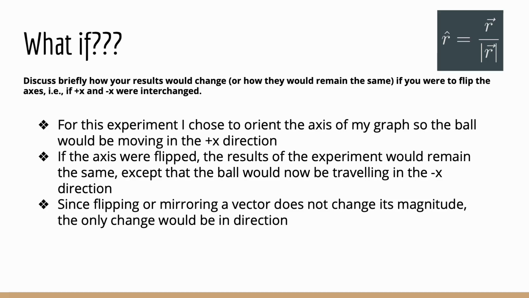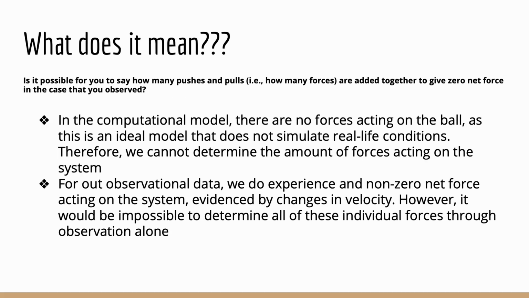Since flipping or mirroring a vector does not change its magnitude, the only change in this scenario would be in the direction, which you can see by this graph of the unit vector formula, which is the vector divided by its magnitude. Our what does it mean question asks if we can determine the number of pushes and pulls that are acting on a system to give a net zero force.